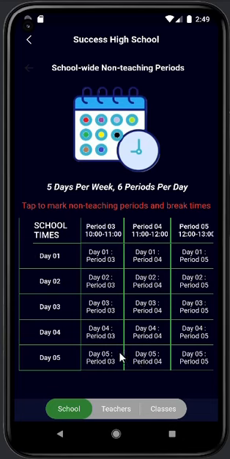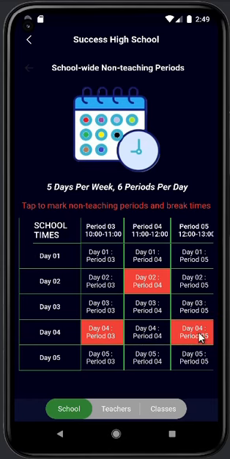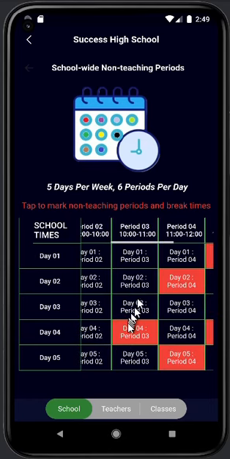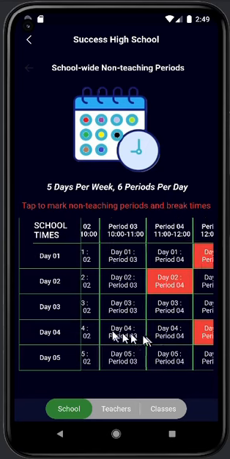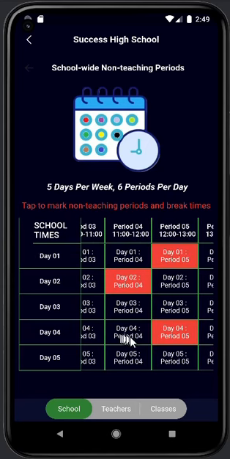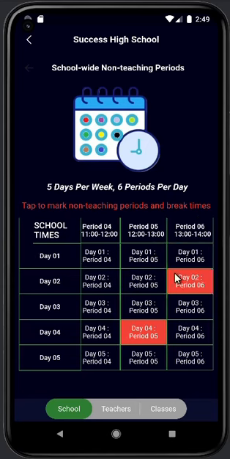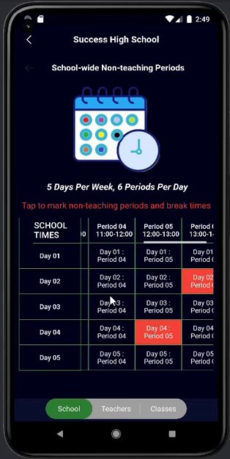To make a specific time slot unavailable for teaching, you simply tap on the time slot. Its color coding will turn to red, indicating that the time slot is not available for any lessons to be taught in it. When you tap on it again, you make it available for teaching again, and its color coding will be cleared. The most common types of school-wide unavailability periods are break periods.